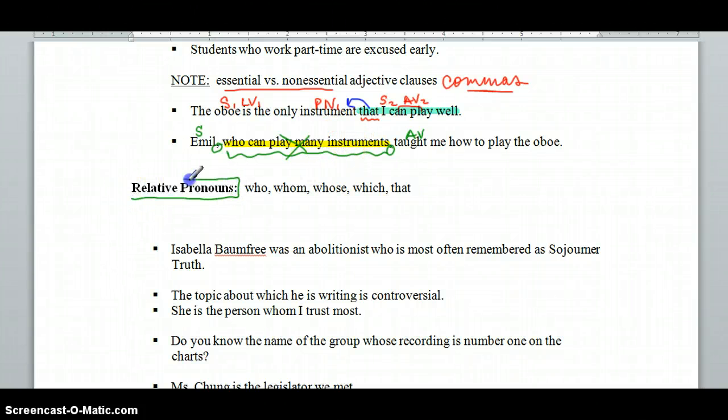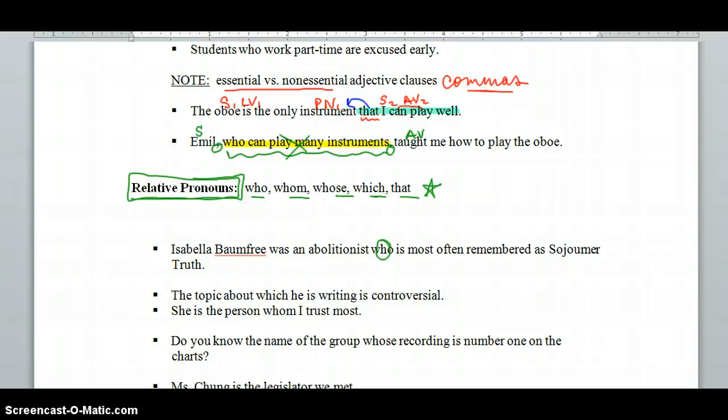Now, relative pronouns are those introductory subordinating words: who, whom, whose, which, and that. These are going to be your signposts, your keys that there's a clause coming. Isabel Baumfree was an abolitionist who is most often remembered as Sojourner Truth.